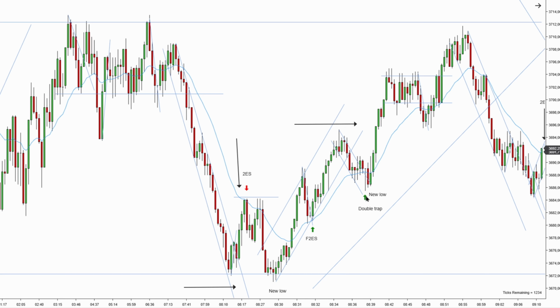And you guys can see price form a double trap. What is a double trap? Everybody who went long too early on the second entry long got stopped. And everybody who went short too early on a failed second entry long, they got stopped as well because uptrend is new high, so you cannot go short just yet.